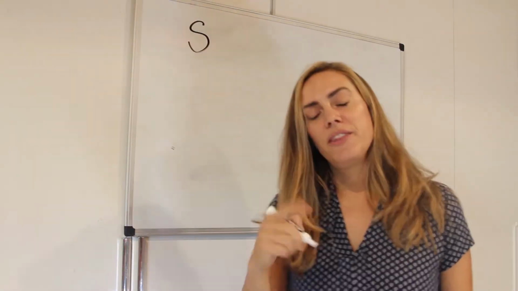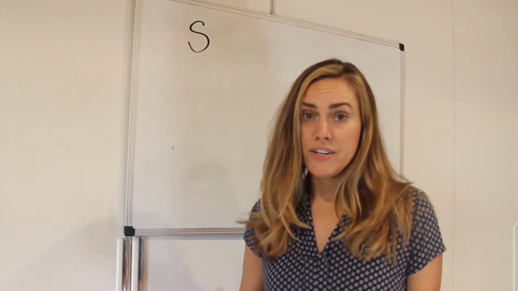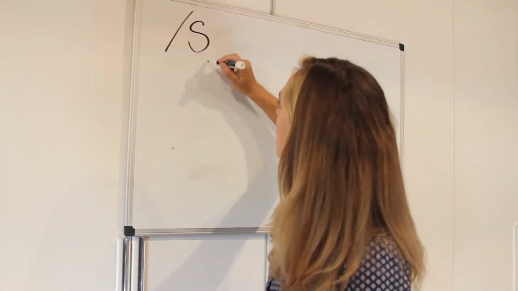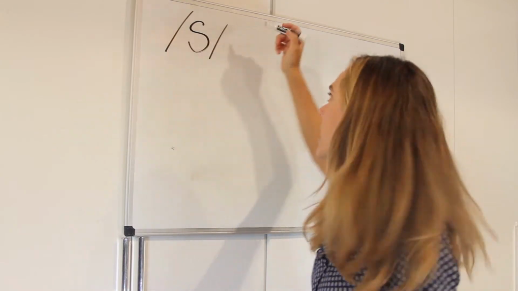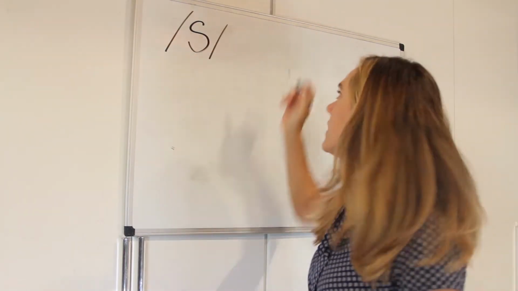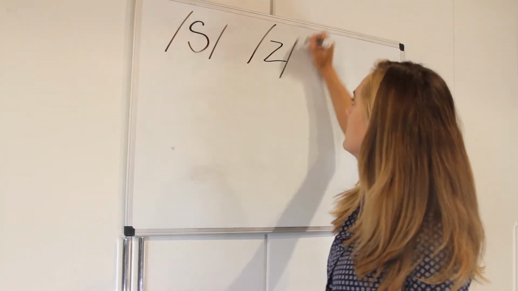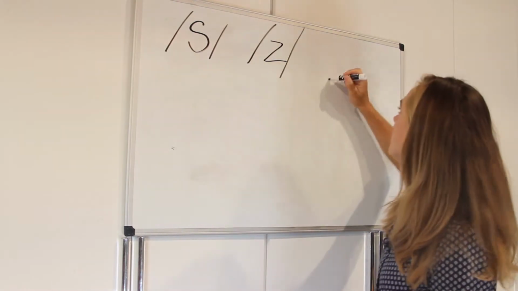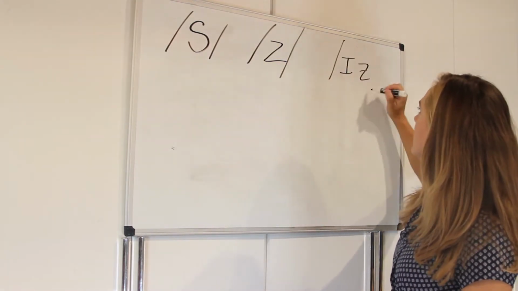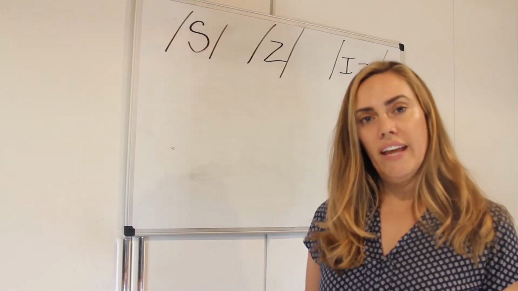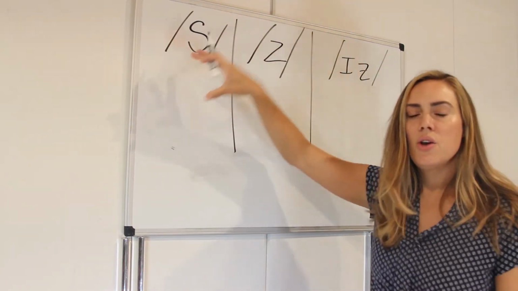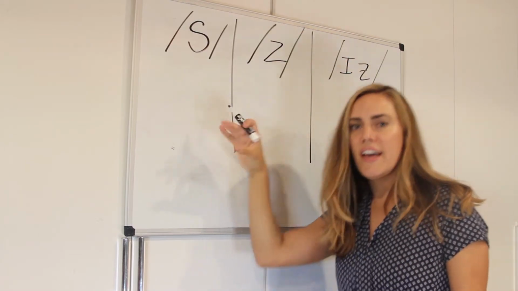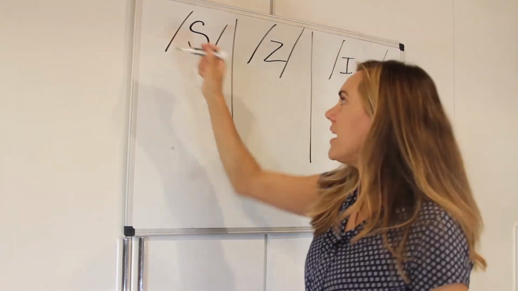The first sound that we're going to make is an S sound. And like I said, I'm going to use IPA symbols. So this is just representing the sound, okay? We also have a Z sound. And then finally we have an iz sound at the end of a word, okay? So when do we use the S? When do we use the Z? And when do we use the iz, okay?